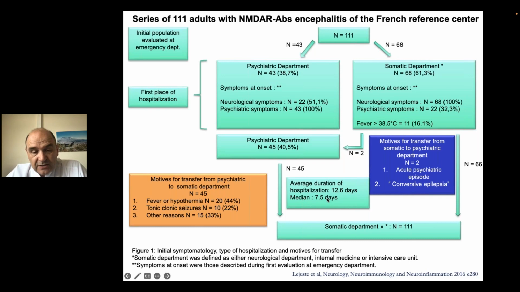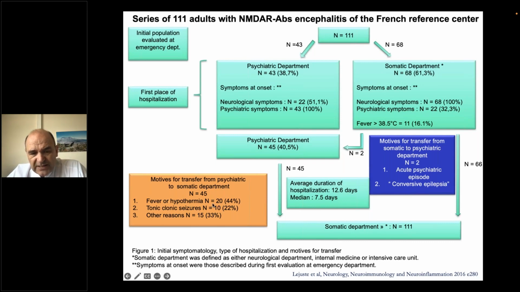But some patients stayed in psychiatry more than 3 months. And the cause of the transfer to somatic department was fever or hypothermia in 44% of these patients, and most of them were suspected of malignant reactions to neuroleptics. So it's very important to keep in mind that if a young patient develops malignant syndromes after neuroleptics, you have to think about NMDA receptor encephalitis.